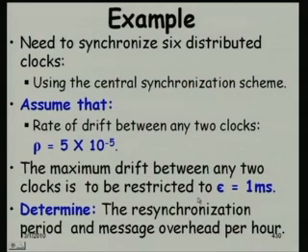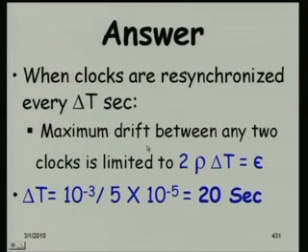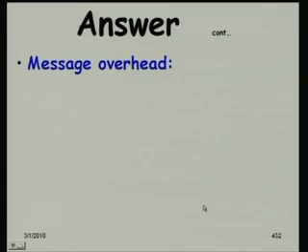2 rho delta t is equal to 1, yes, okay, not very difficult. So, he already has said that 2 rho delta t is equal to epsilon, which is equal to 1 millisecond, or in other words delta t is equal to 10 to the power minus 3, that is 1 millisecond, divided by 5 into 10 to the power minus 5, which is equal to 20 seconds. So, every 20 seconds it needs to transmit the clock value. But what about the message overhead?